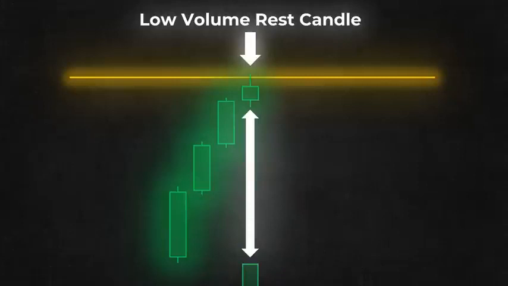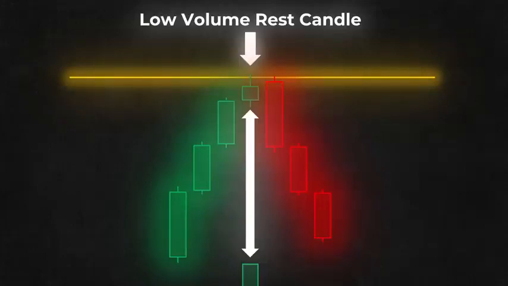Without a resistance line, the rest candle could also mean a continuation to the upside, but in this case, the resistance will indicate a reversal. The reason for that is that the resistance is probably stronger than the low volume rest candle. In other words, the resistance is enough to nudge price in the other direction in a situation like this.